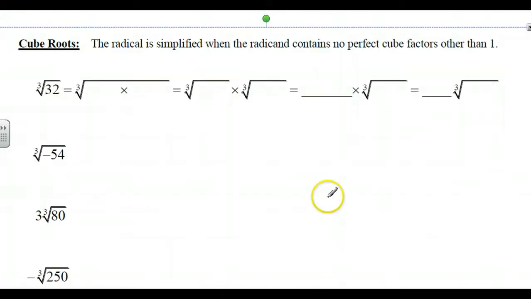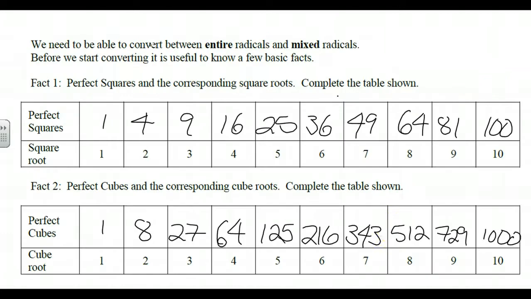Cube roots. The radical is simplified when the radicand contains no perfect cube factors. So you're looking for the largest cube. Here are our cubes, right? These are the numbers we want to go in: 8, 27, 64. Look, it's interesting, 64. 125, 216, 343. These are going to be pretty big numbers if you've got 343 going into them. So if they're small numbers, then it's probably one of these, right? Like 128, it'll be a 64, and so on. If you see 250, it's a 125. Okay, I'm not going to come back to this, but you have it in front of you.